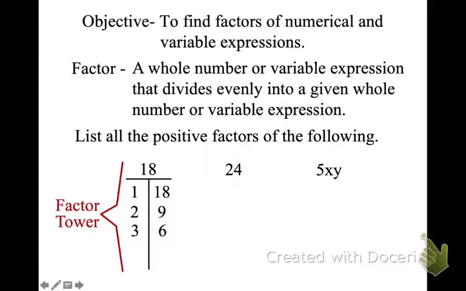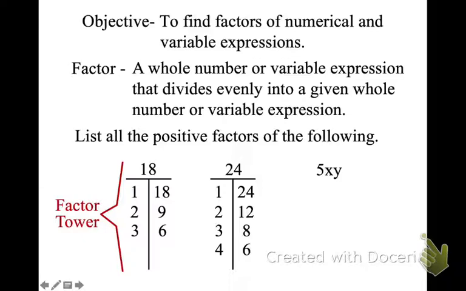This is what we call a factor tower. So try it with 24. Now let's check. Try and keep it in order. 1 and 24, 2 and 12, 3 and 8, 4 and 6, 5, no, 6, oh, it's already up there.